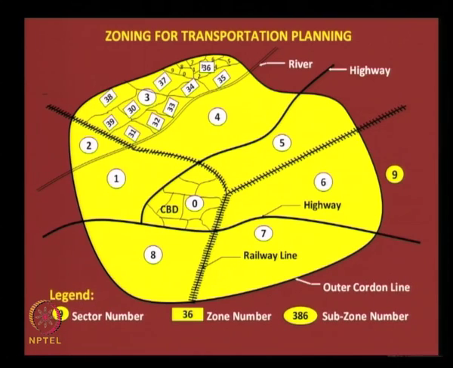Of course, the legend is known to you. Number 3, for example, indicates a sector number, 36 indicates the zone number, and when you have a number with 3 digits it obviously indicates a subzone. For example, this subzone can be numbered as 369, right. So, when you have a subzone numbered 369, it is subzone number 9 lying in zone 6 which lies in sector 3.